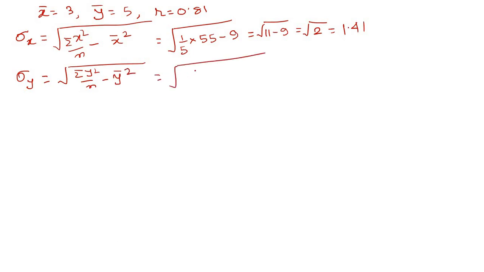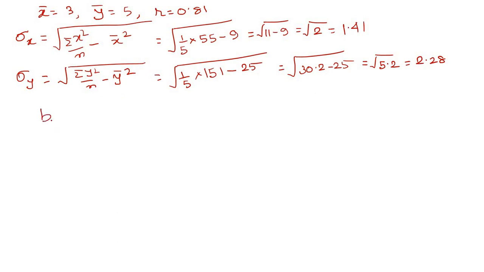So this is equal to 1 by 5, and summation y square was 151, minus y bar, which was 5, so you get 25 here. Ultimately you get 30.2 minus 25. So this gives you 5.2, under root 5.2, and so the ultimate value is 2.28. Now we have got sigma x, sigma y, x bar, y bar and r. So let me calculate bxy and byx.